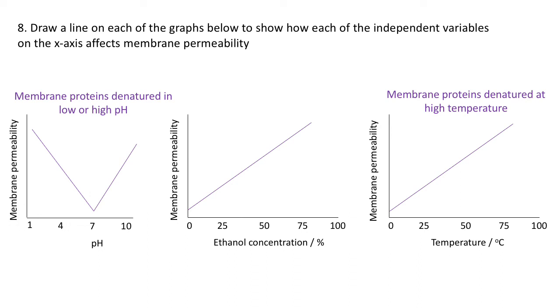And with ethanol, you should remember that ethanol is lipophilic. It can dissolve phospholipids, dissolve lipids, and so as you increase the concentration, you dissolve that phospholipid bilayer in the ethanol, and obviously then it can't act as a barrier, and the permeability increases.